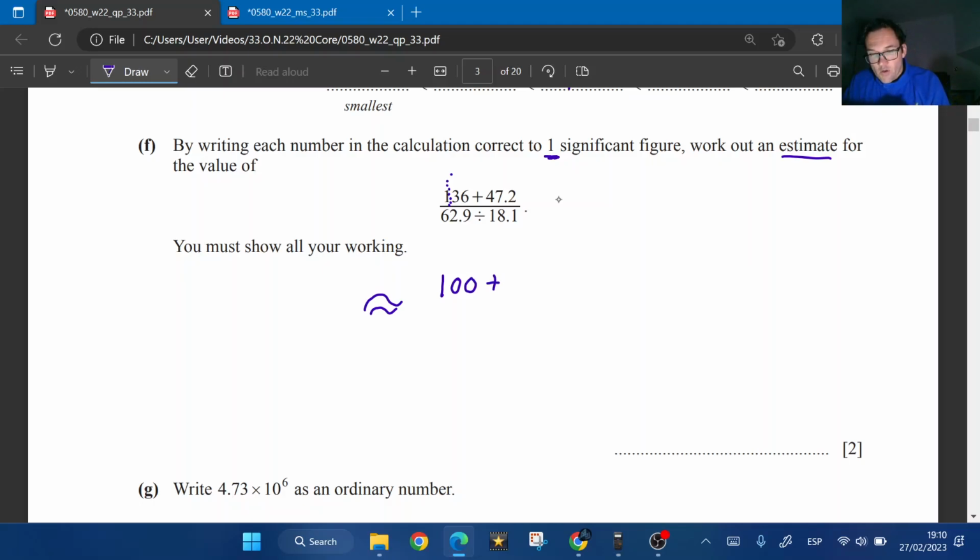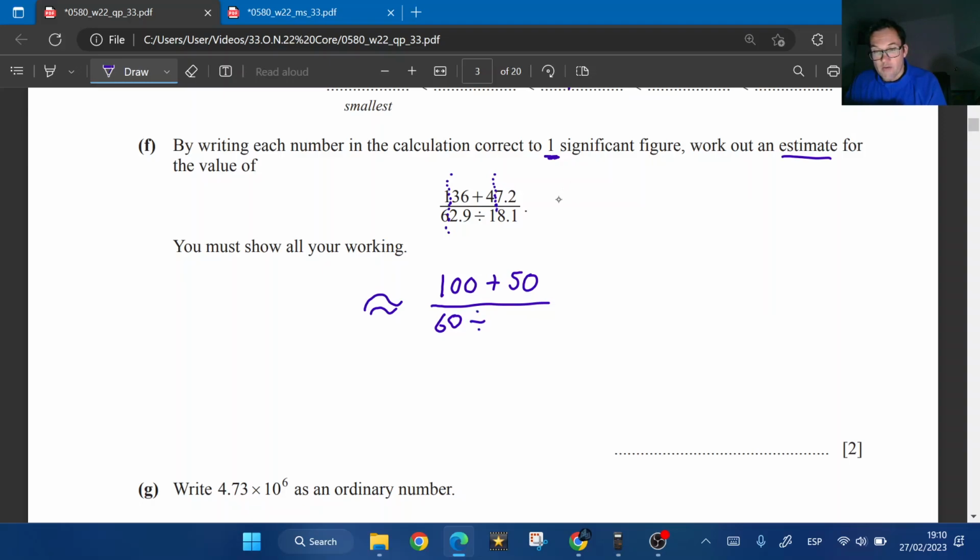Next one, 47.2. The first significant figure there is the 4, but next to the 4 is a 7, so we need to round it up. Remember, a 5, 6, 7, 8, or 9, we round it up. So that 4 becomes a 5, and again, it's not a 4, it's a 40, so we need to put the 0 to show that 47.2 was rounded to 50. Next one, 62.9. Next to the 6 is a 2, so it stays the same. Add the 0 because we round 62 to 60, not to 6.